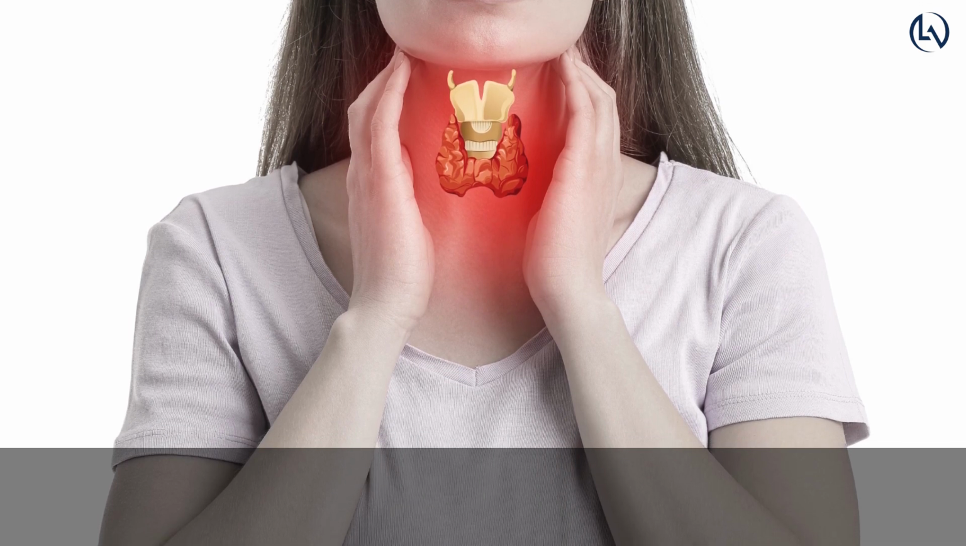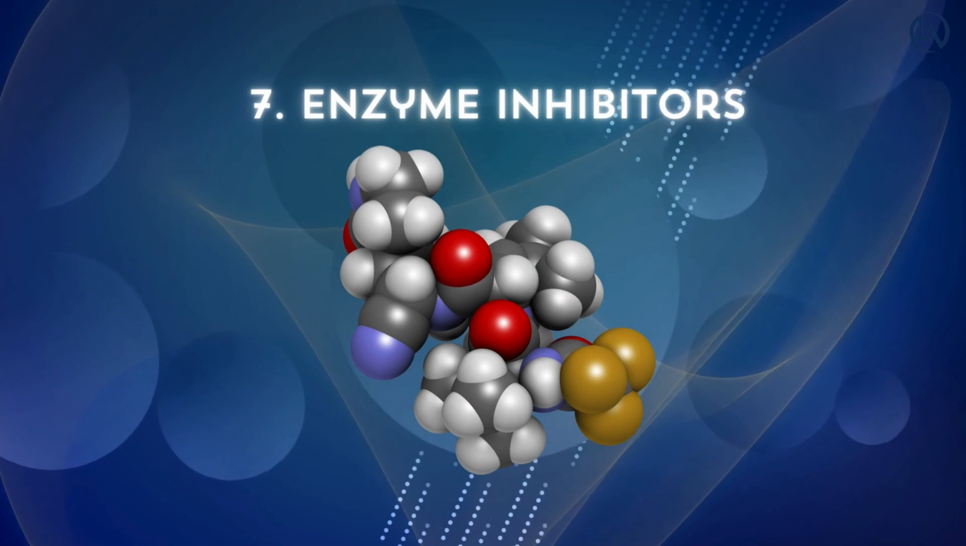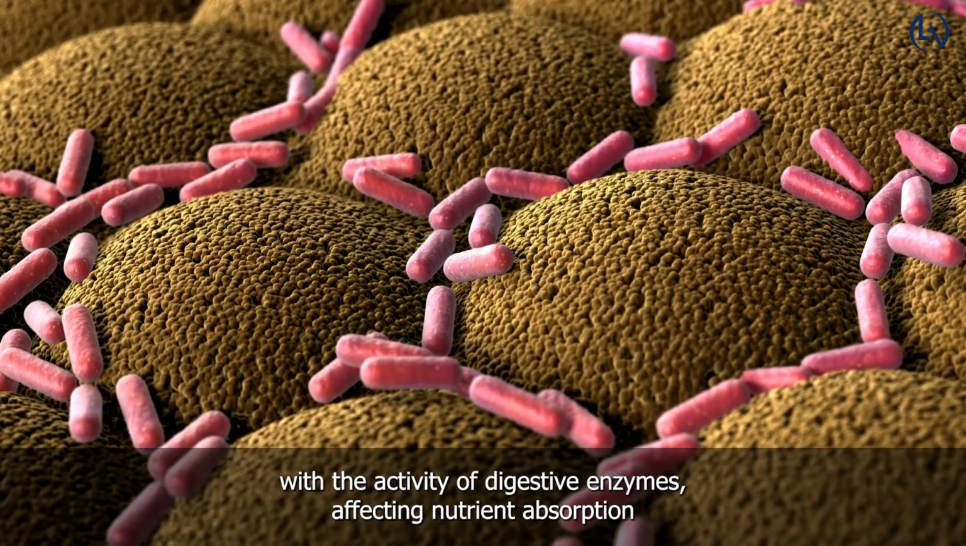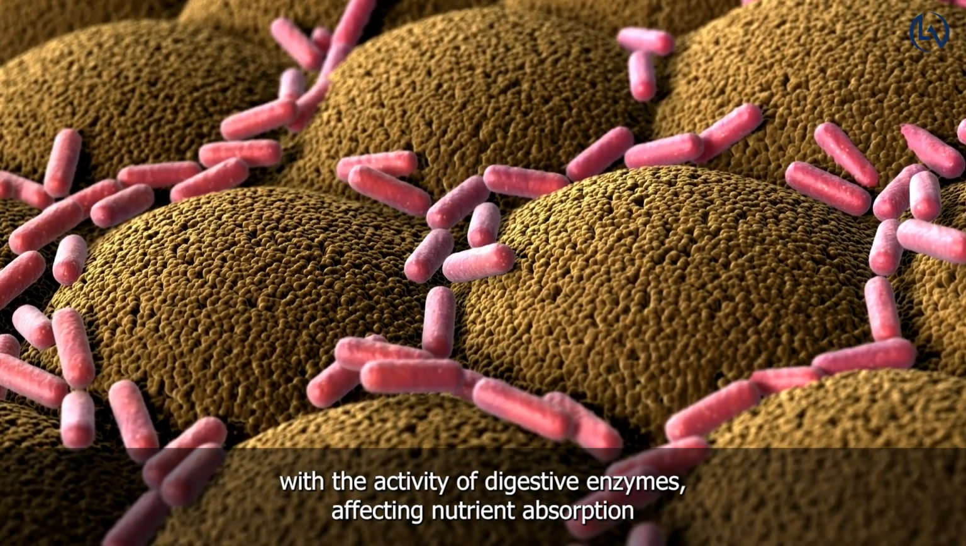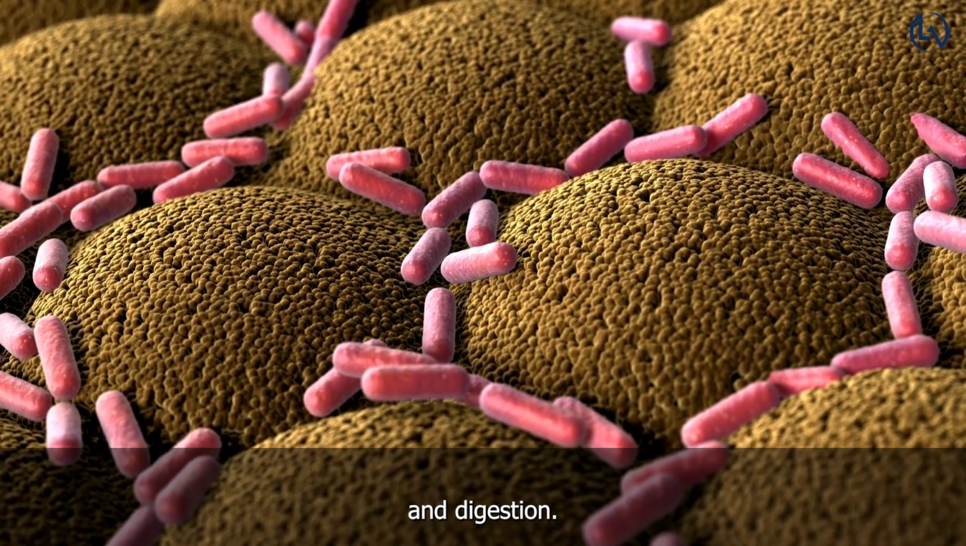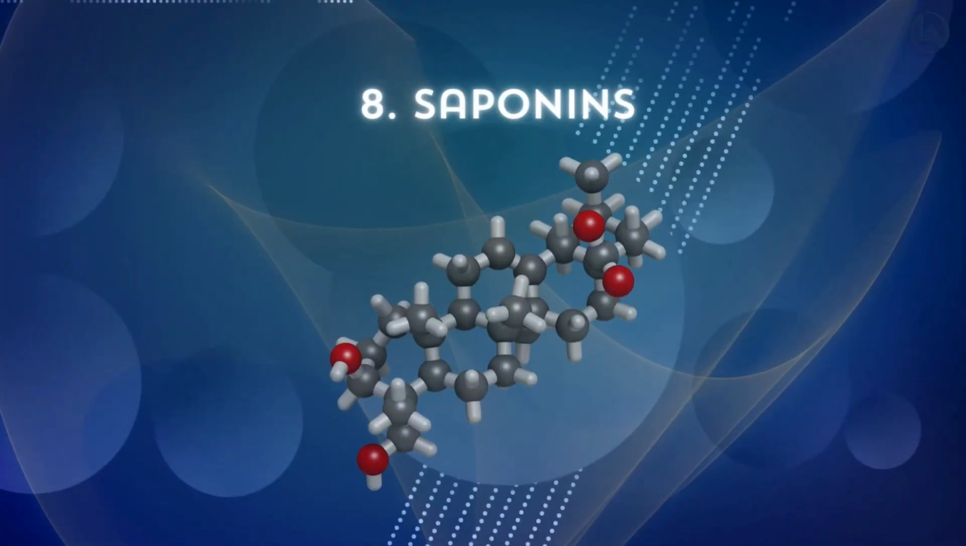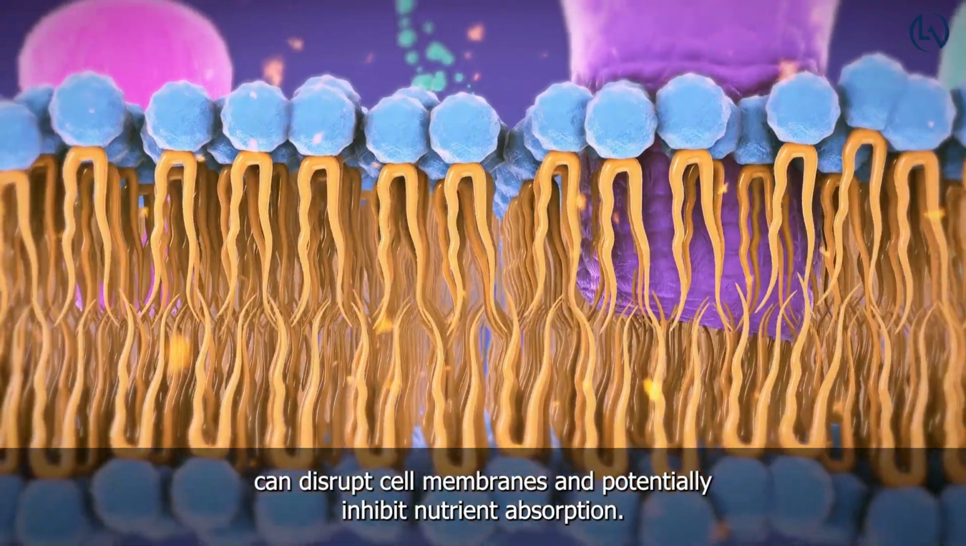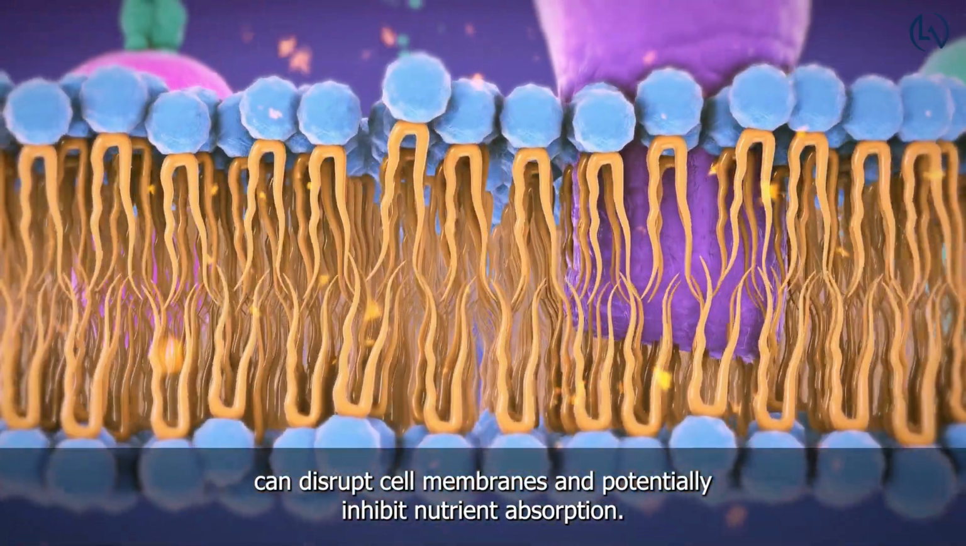thyroid issues. Enzyme inhibitors. Some foods, especially raw legumes and seeds, contain enzyme inhibitors that interfere with the activity of digestive enzymes, affecting nutrient absorption and digestion. Saponins. Found in legumes, some grains, and certain vegetables, saponins can disrupt cell membranes and potentially inhibit nutrient absorption.